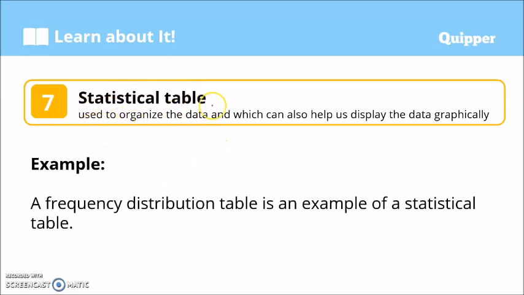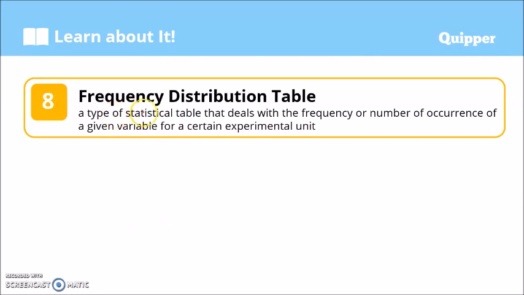Statistical table. When we say statistical table, that refers to an organized data na naka-display na siya in a table. So, it is used to organize data in which it can also help us display the data graphically. Example niyan, yung frequency distribution table. Ano nga ba ang frequency distribution table? It is a type of statistical table that deals with the frequency. Okay, gaano kadalas yung isang data nag-a-appear, right? Or the number of occurrences, okay? Number of occurrence of a given variable for a certain experimental unit.